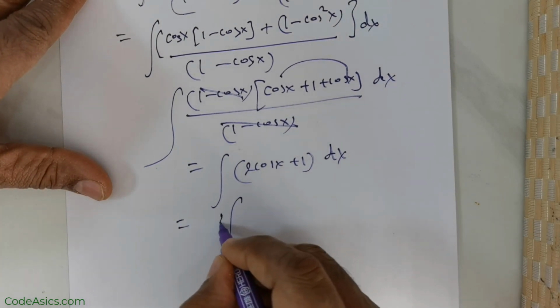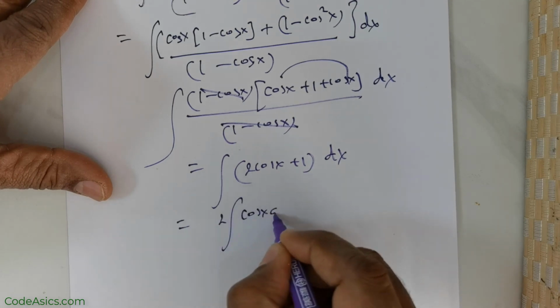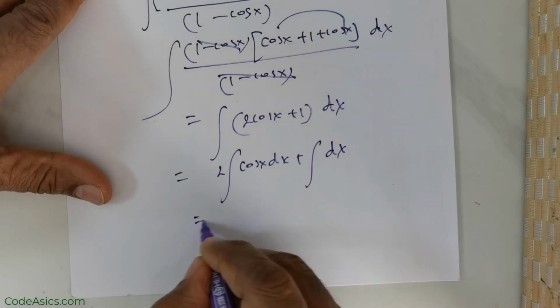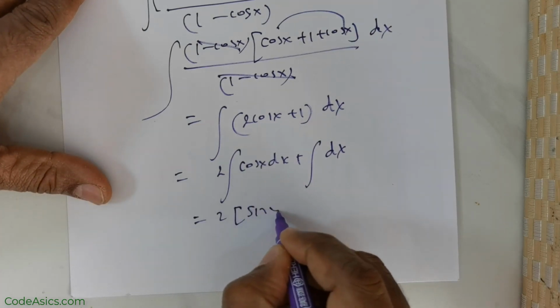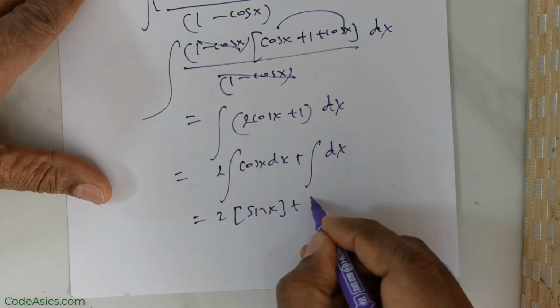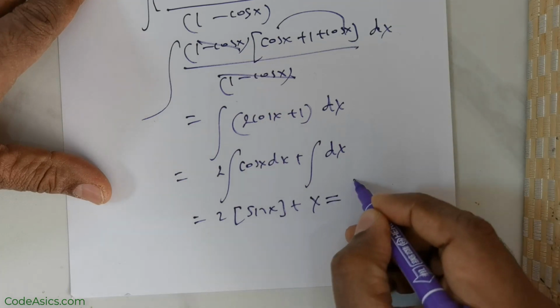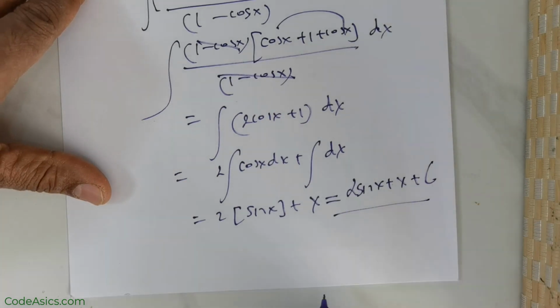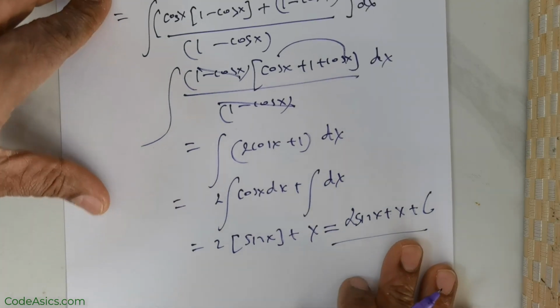If you have to integrate this, this is 2 times cos x times dx plus the integral of dx. The integral of cos x is sin x, the integral of dx is x, and you can rewrite it as 2 times sin x plus an arbitrary constant c. So this is a lovely question.